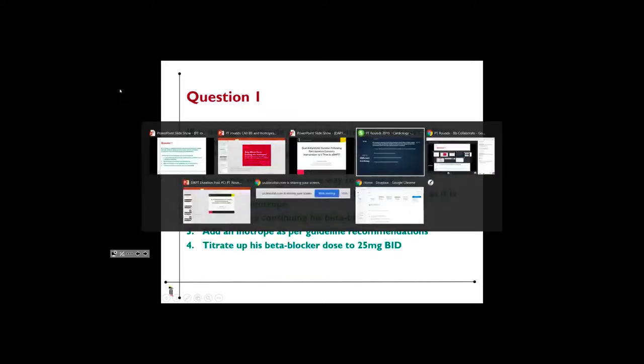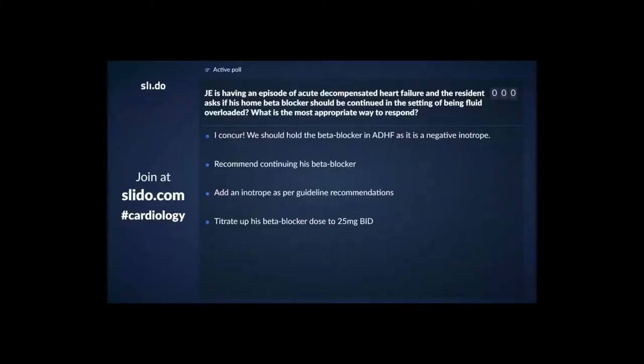So the first question: J.E. is having this episode of acute decompensated heart failure, and the resident on the team asks if his home beta blocker should be continued in the setting of being fluid overloaded. What would be the most appropriate way to respond?